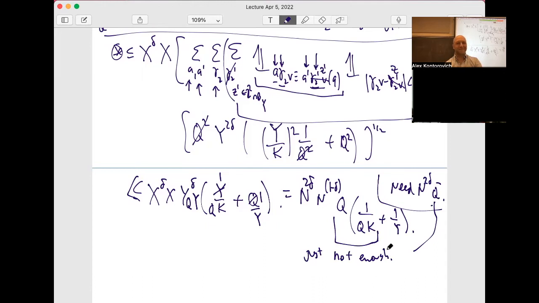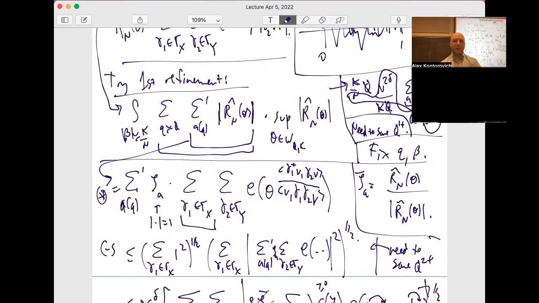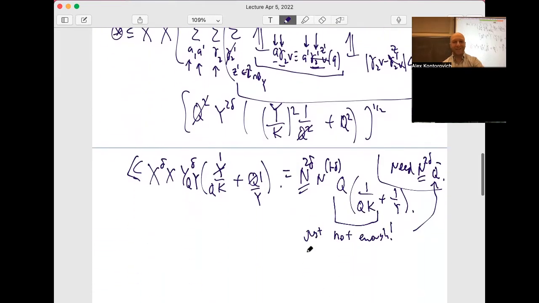Oh, because we're doing this big O in n, then you're saying q. So we have an n to the 2 delta. The trivial bound would have been just q times n to the 2 delta. That's why I wrote it as n to the 2 delta times q times something. Here's the trivial bound: n to the 2 delta times q. We've saved 1/q and then an extra k, and we've saved 1/y.